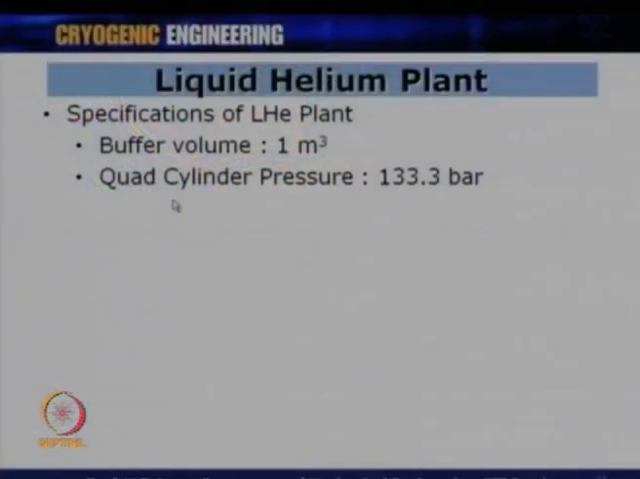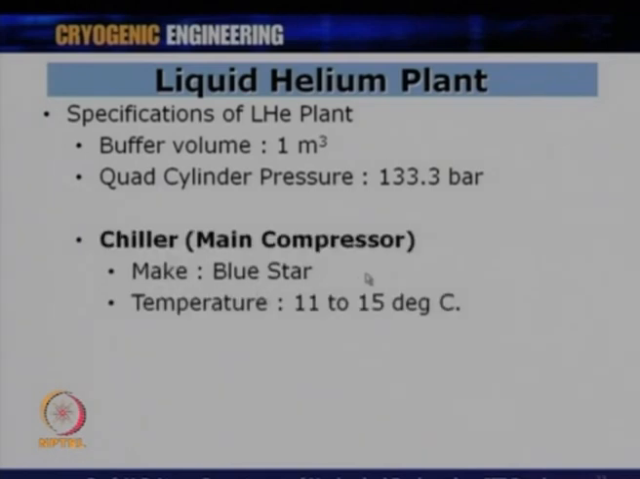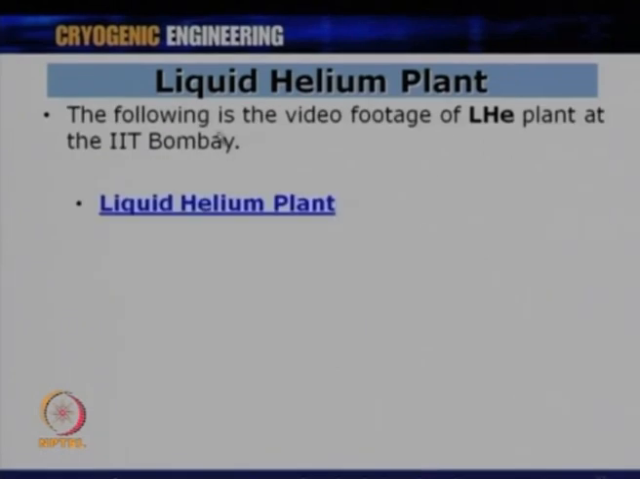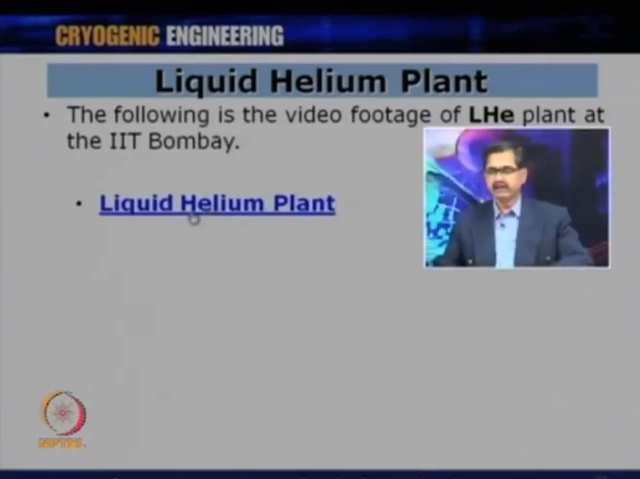Then there is a buffer volume of 1 meter cube capacity. The cylinder pressures are around 133.3 bars. The chiller for the main compressor is Blue Star. The temperature of the water which comes out is 11 to 15 degrees centigrade over here. The liquid helium which we are producing is used for various end users, one of which is the PPMS or physical property measurement system. The consumption is 15 liters per day, while there are other systems like NMR apparatus which require continuous replenishment of the liquid helium. With this background, I would like to show you a video of the liquid helium plant.